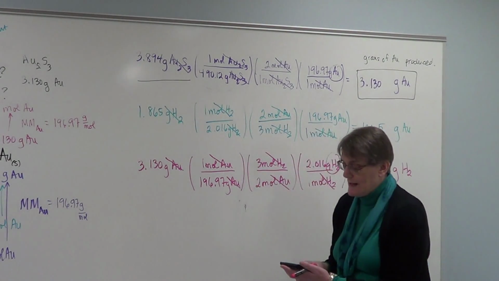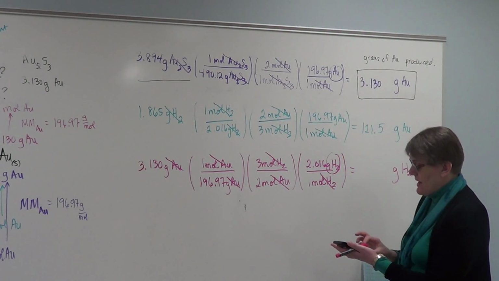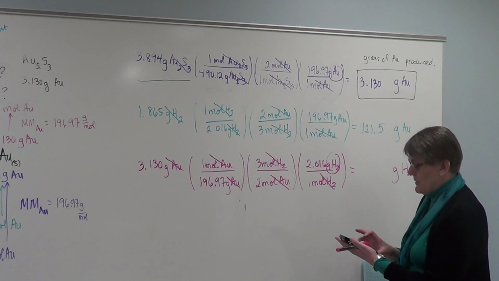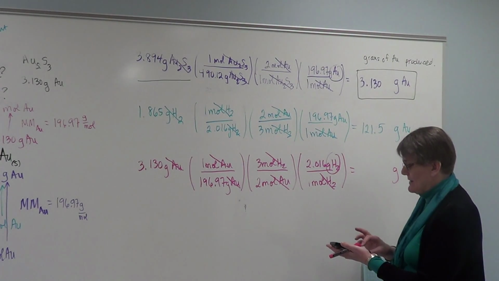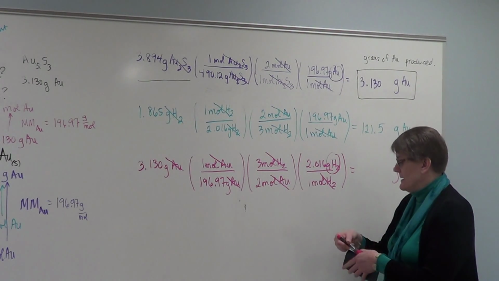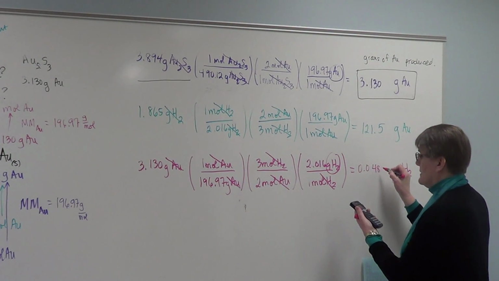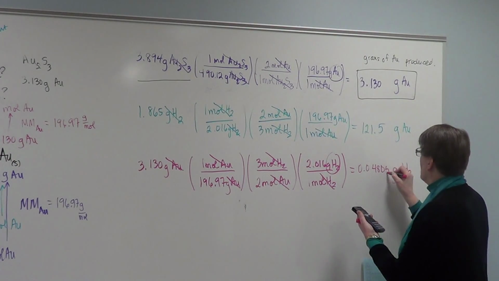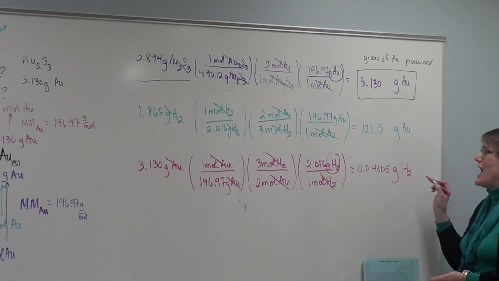So I can do my calculation. The 3.130 times 1 divided by 196.97, times 3 divided by 2 times 2.016 divided by 1, and I get 0.04805 grams of hydrogen is how much I need.